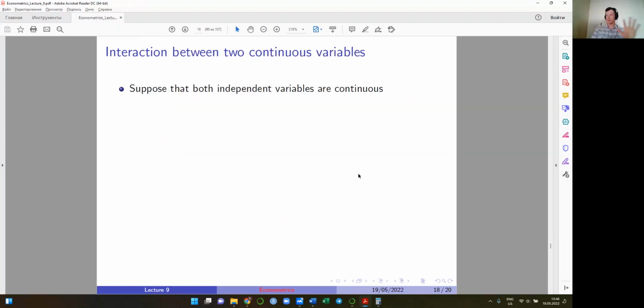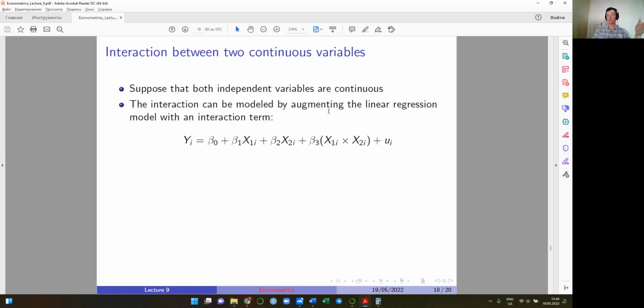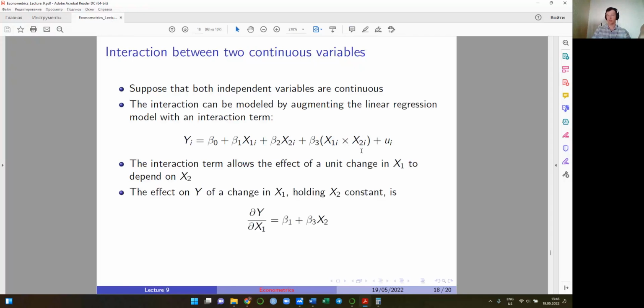And the last case, I will very briefly go through this. If there is an interaction between two continuous variables, the idea is the same, but now instead of binary variable, you have two continuous variables. The interaction term is the multiplication of them. And now we can apply calculus. We can take the derivative in order to get the effect of x1 that depends on x2.